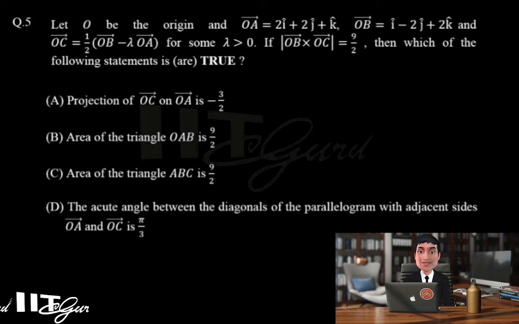So let O be the origin, OA vector is given, OB vector is given, OC vector is given, for some lambda greater than 0, OB cross OC is 9/2, is given over here, right? So we have to check four options. First we will find OB cross OC and equate it with 9/2. So let me solve it.